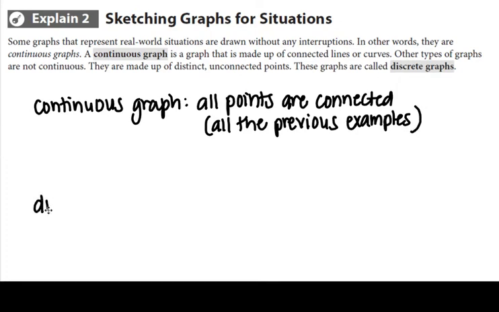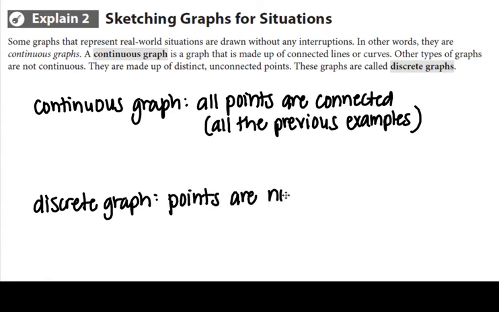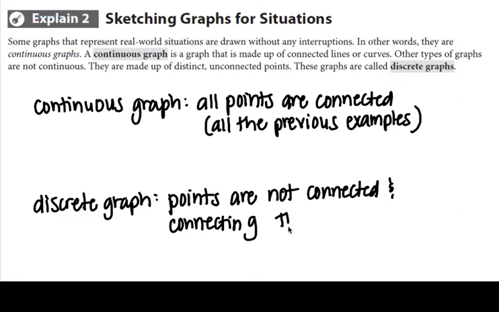A discrete graph is when the points are not connected. So your points on the graph are not connected. And connecting them, in fact, would not make any sense. Connecting the points would not make sense.